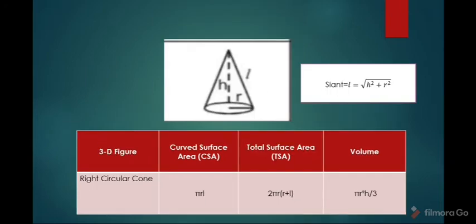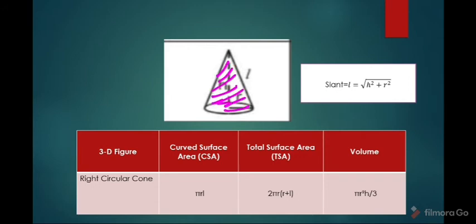So now we'll discuss the surface area and volume of the cone. As I told you, the proper example for a cone is a birthday cap. Imagine a birthday cap. There will be two faces. One is the curved surface, and another one is the bottom circular face. So there will be two faces for a right circular cone. The curved surface area will be the area of this round one.